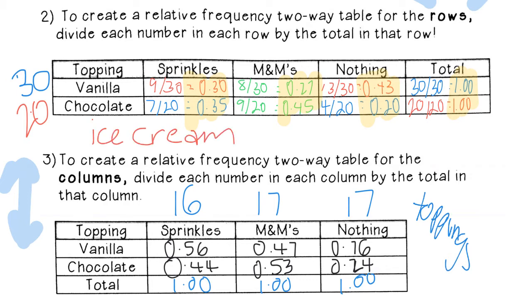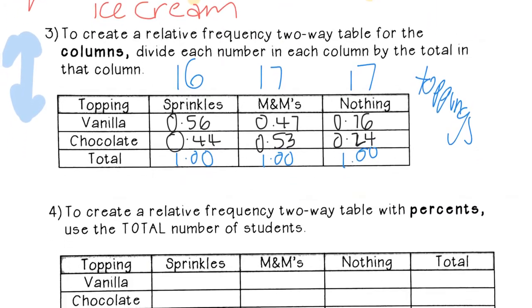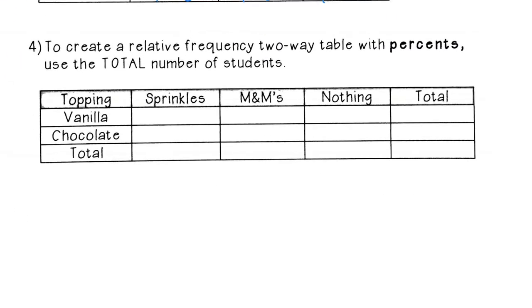So we were finding the relative frequency according to ice cream in number 2, and the relative frequency according to the toppings in number 3. The last example is using the percents, which is the total number of students. If we look at how many students were surveyed in example 1, we had our total being 50. So that 50 divided by 50, that's going to equal 1.00. So with relative frequency tables, you're going to be looking at decimals or percents, okay?